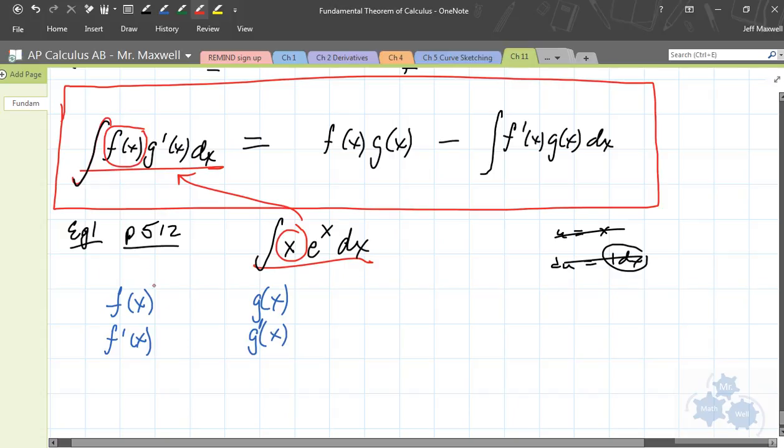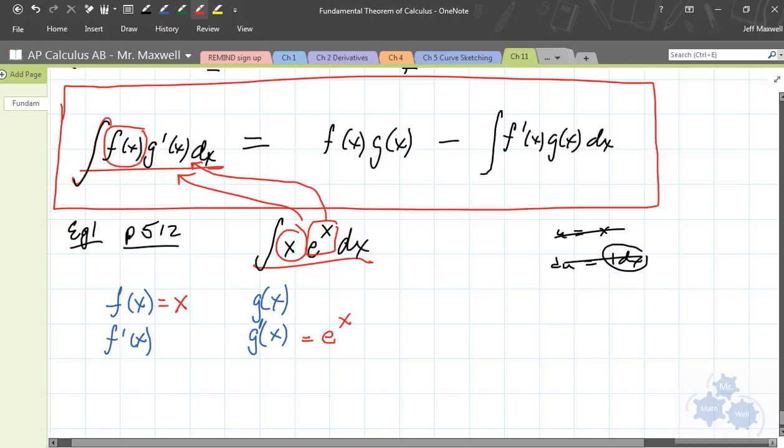Now I'm going to talk to you later about how to choose which function should be f of x and which one you should choose to be the derivative of another function. But for now, let's just take the first one. These ones are going to be pretty easy, okay? So f of x is x. What is e to the x then? e to the x is going to be g prime of x, exactly, okay? So e to the x is going to be g prime of x.